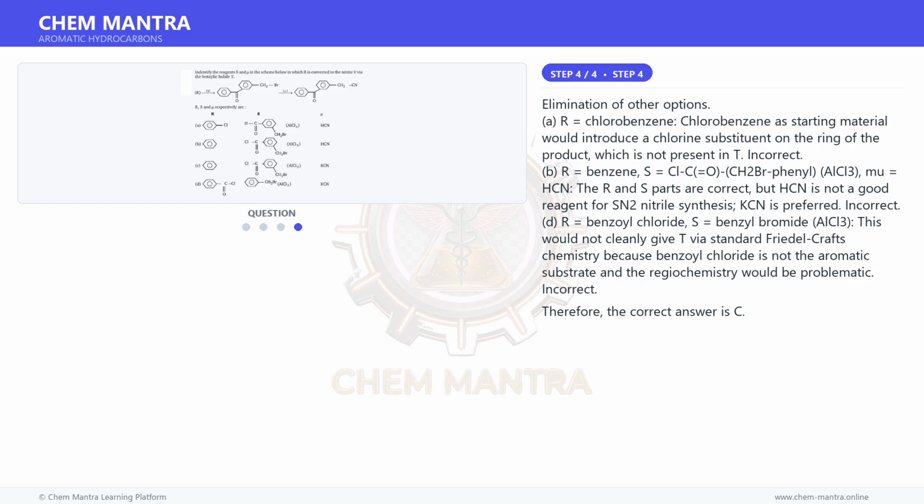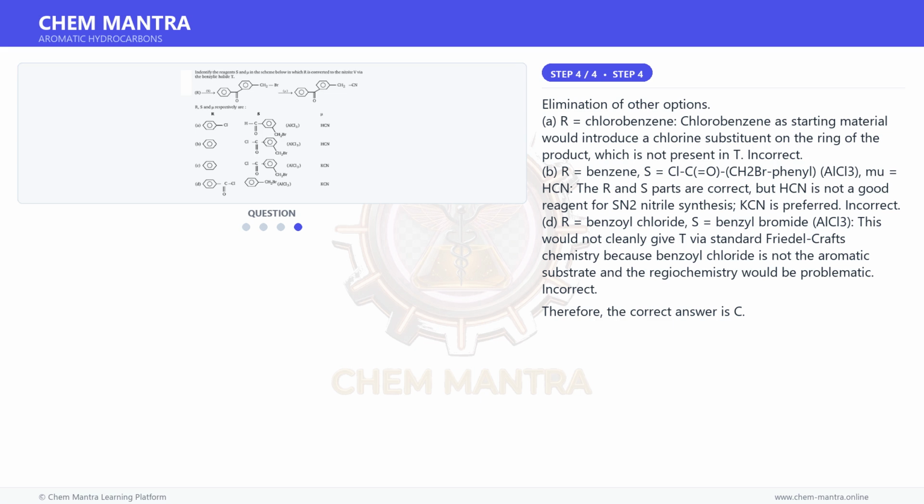A. R is equal to chlorobenzene. Chlorobenzene as starting material would introduce a chlorine substituent on the ring of the product, which is not present in T. Incorrect. B. R is equal to benzene.